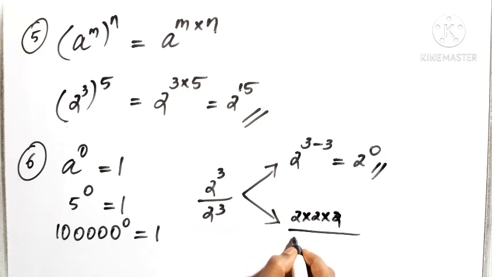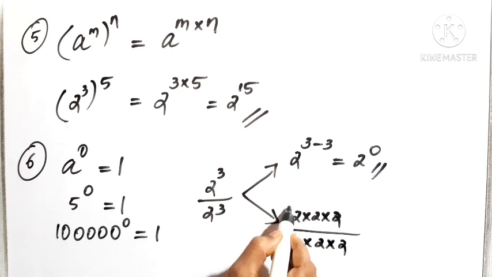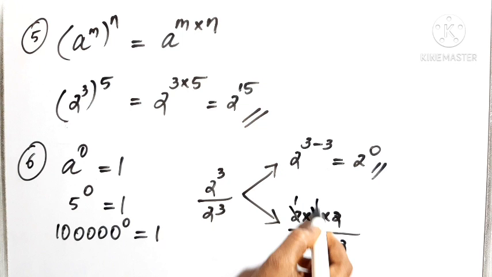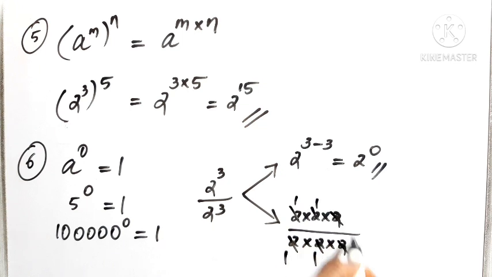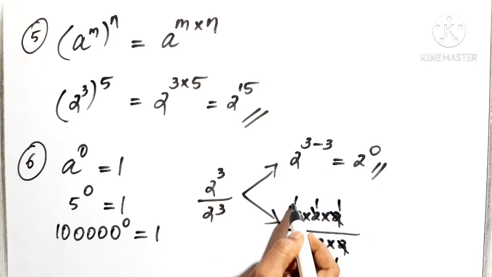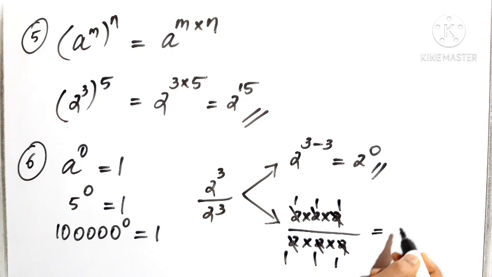Divided by 2 raised to 3. 2 into 2 into 2. We can cancel common factors from the numerator and the denominator. 2 by 2, 1 by 1. 2 by 2, 1 by 1. 2 by 2, 1 by 1. 1 into 1 into 1, answer becomes 1.